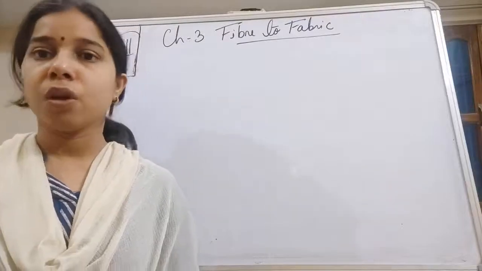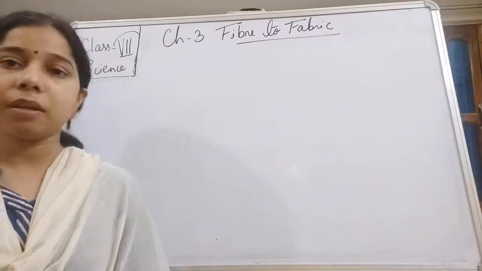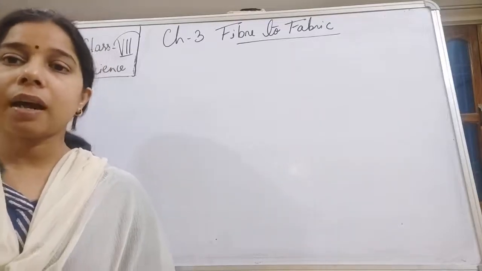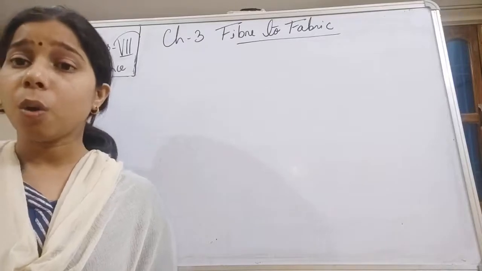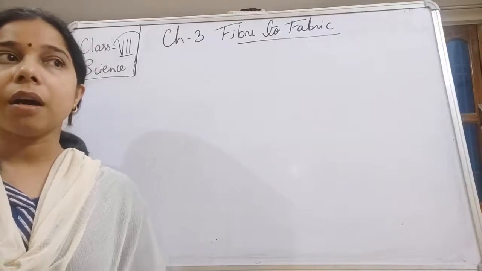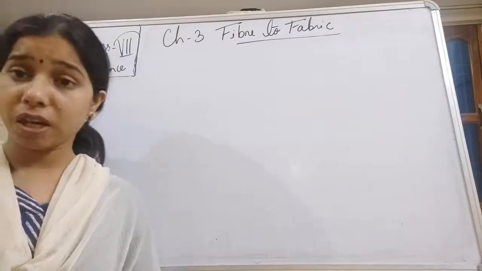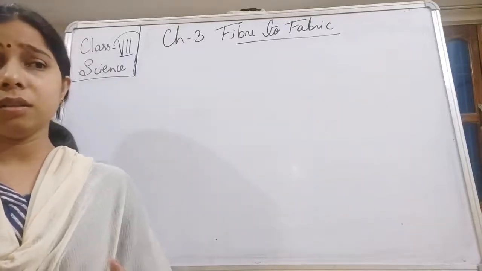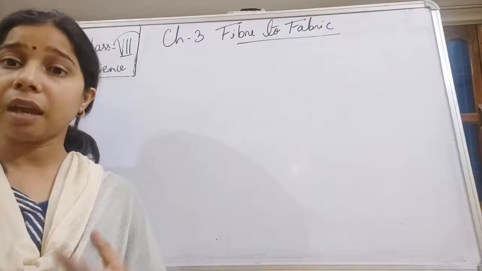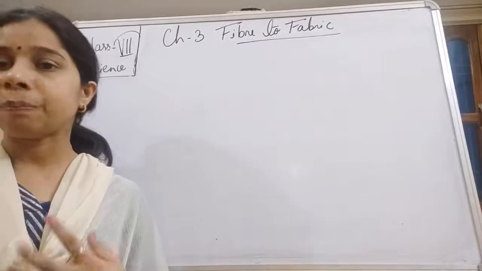Hello students. In the previous class in this chapter, Fibre to Fabric, we were talking about the production of wool. We had already discussed the different animals which produce wool, whether it is a camel, a goat, a sheep or a yak. These animals live in hilly regions and have fur, or hair, on their body that protects them from the cold weather.